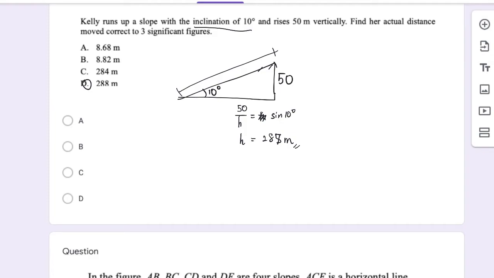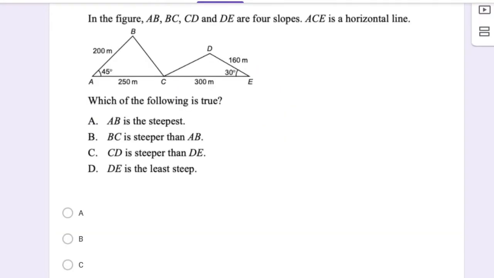So we will find out the different steepness. For AB, that will be equals to tangent 45 degree, which is equals to 1. And then how about for CD and DE? So we look for those which is easier. So this is what you have.